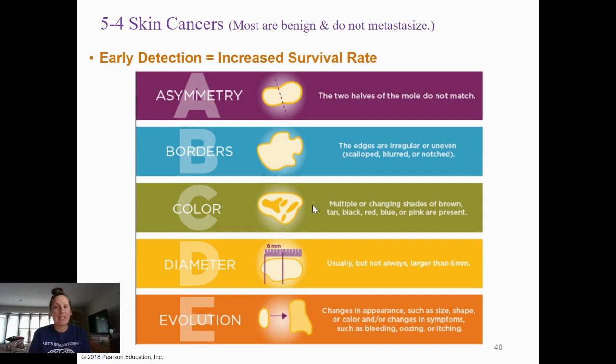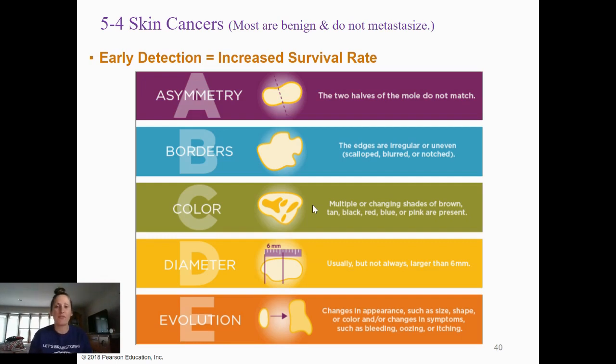You don't want them to be asymmetrical. If your moles or your freckles don't match, if they're weird shapes, those are a concern. You want to keep an eye on them. You don't want them to have irregular borders. So you can see the picture there. That is not a nice little circle. That is a weird looking shape that you could come up with a name for. You want to keep an eye on those.